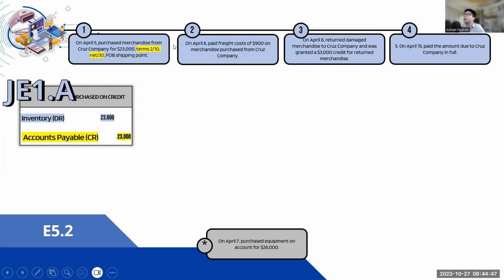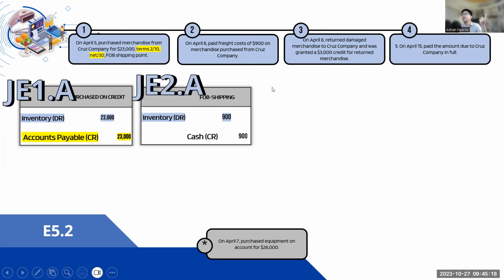Next step is I will look at the freight. It said FOB shipping point. So automatic, I think to myself, BSP, SDP. So BSP, buyer shipping point, seller destination point. So since it's shipping point, who will pay? Me, the buyer. So therefore, I will pay for the freight. The freight, therefore, ano yung journal entry 2 natin? Debit inventory, credit cash of 900.